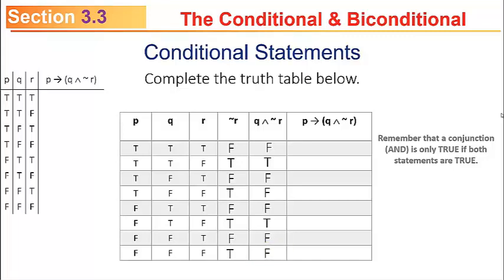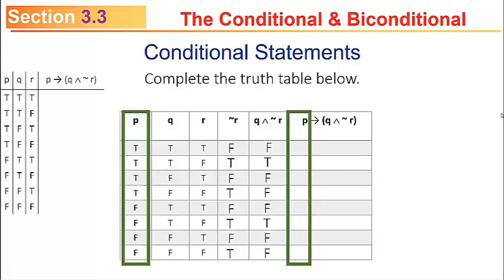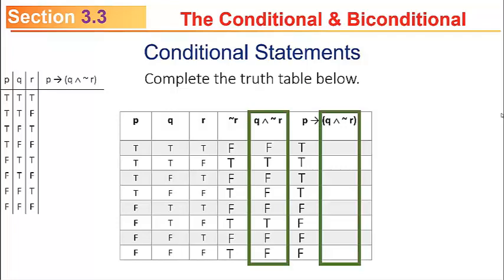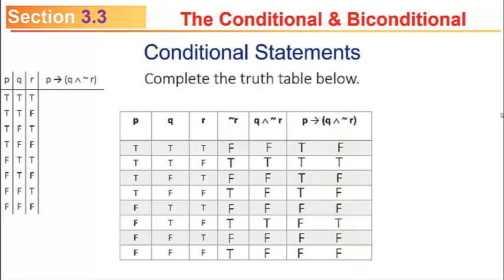The last column begins with a P, so I'll take the P values from the far left column and move them over. And on the other side of the implication symbol, I have that Q and not R, so I'll take that column of values and move those over. And then I note that I have an implication symbol between them. So I have true implies false, true implies true, and all the way down the list.